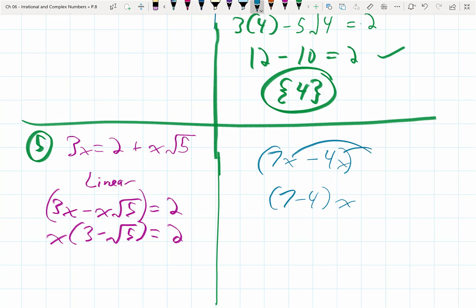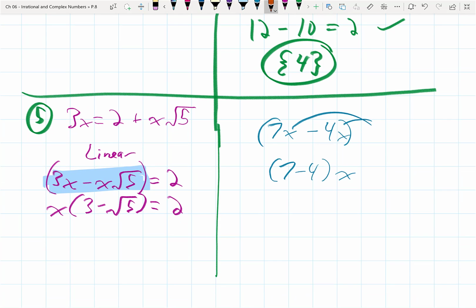I am using the distributive property in reverse to pull the x out, and that's called factoring. We factor the greatest common factor out. And this may not be the greatest, it's just I need to take the x out. What's my next step once I have the 3 minus root 5 isolated? Now divide by x. Divide by 3 minus root 5 as a big, complete group. I get 2 over 3 minus root 5.